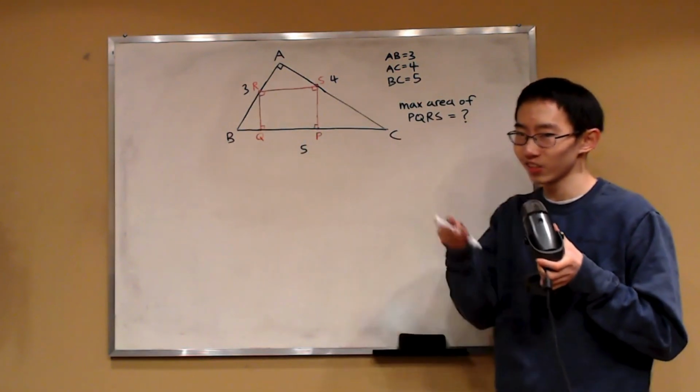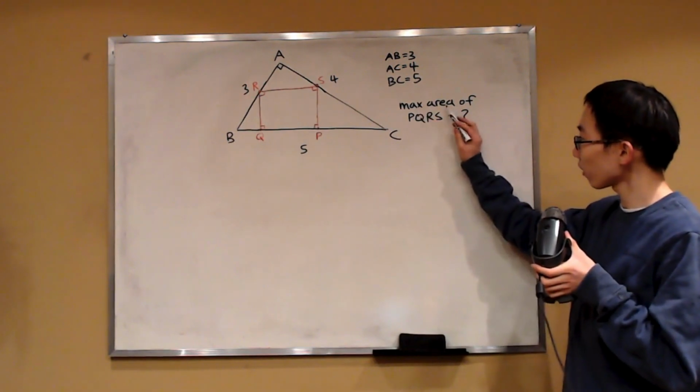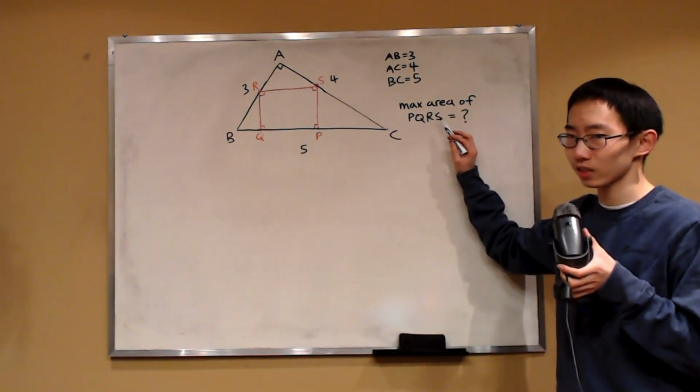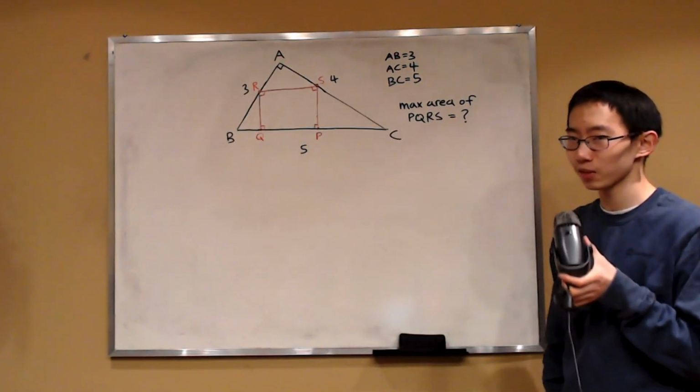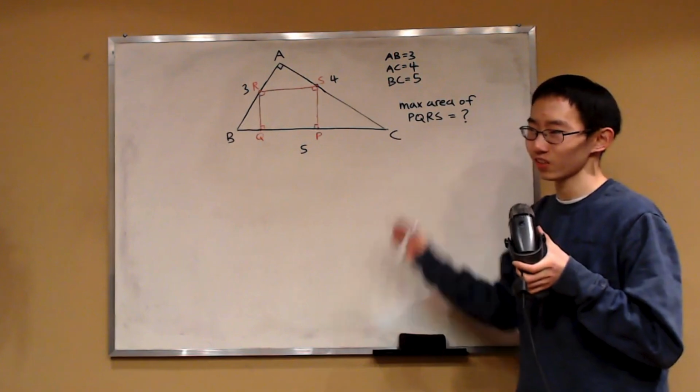Now, I want to ask you, what is the maximum possible area for rectangle PQRS? Don't you just love optimization problems in geometry? So let's delve right into it.